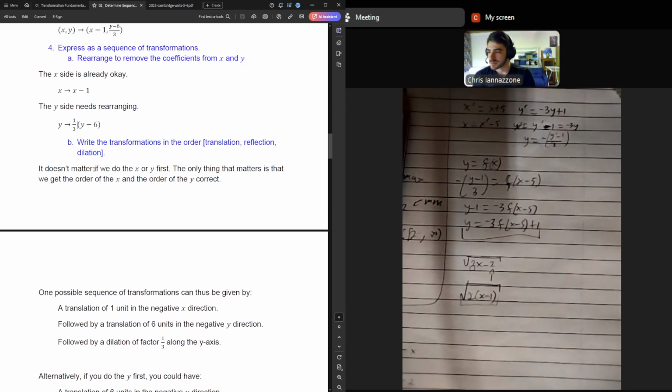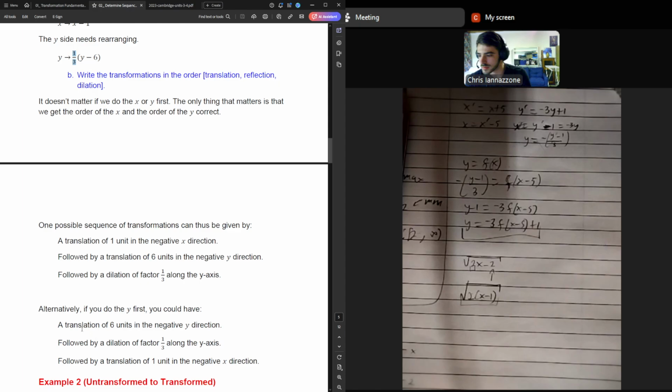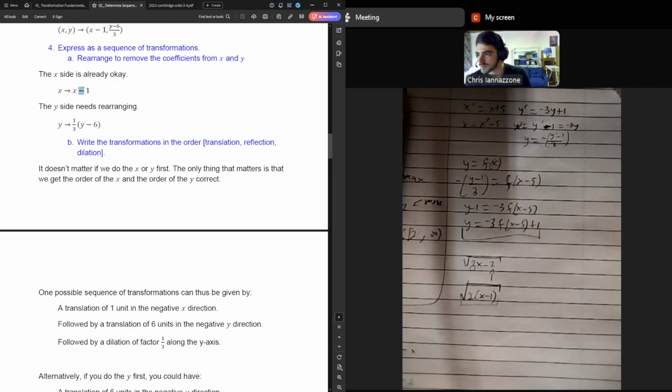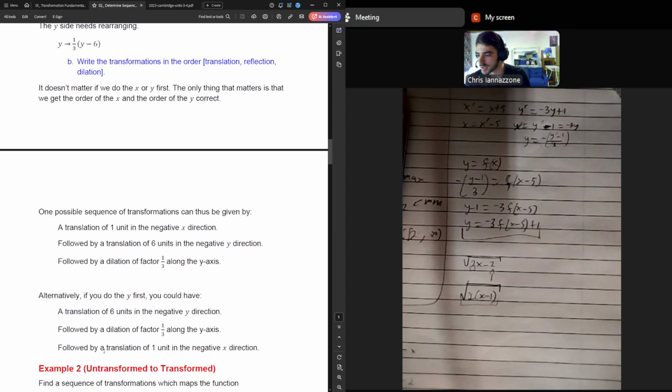Alternatively, you could do the y stuff first, but again, TRD. Translation of negative 6, dilation of a third, and then finally a shift left by 1, or 1 unit in the negative x direction, which is more math speak.